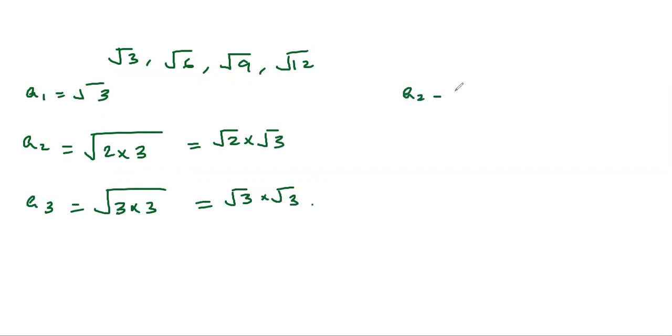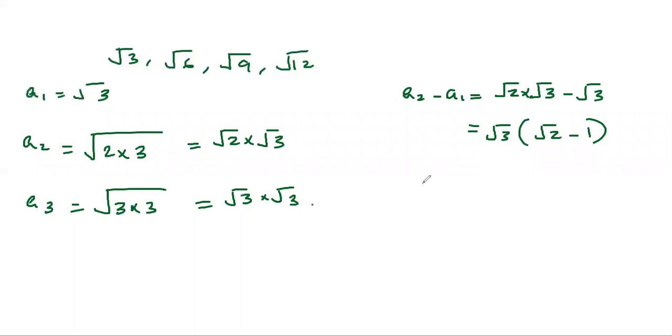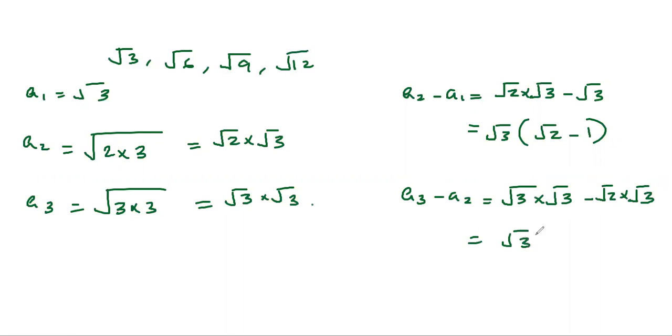Now from here you can calculate A2 minus A1, that's equal to root 2 into root 3 minus root 3. You can take a root 3 common outside. Now within the bracket you will get root 2 minus 1. Now we'll calculate A3 minus A2, that's equal to root 3 into root 3 minus root 2 into root 3. So here also you can take a common root 3. Now within the bracket we are going to get root 3 minus root 2. So you can simply say that this term and this term are not equal. So we can simply say this is not an AP.